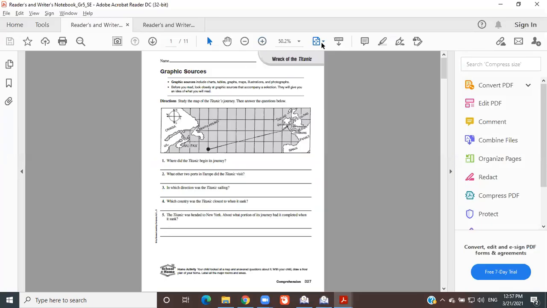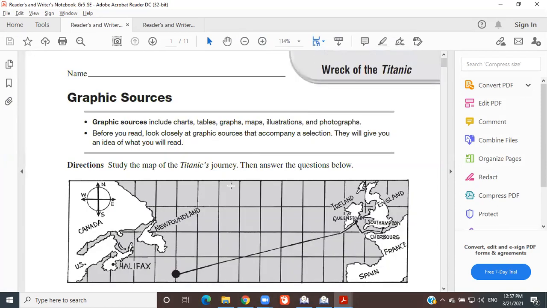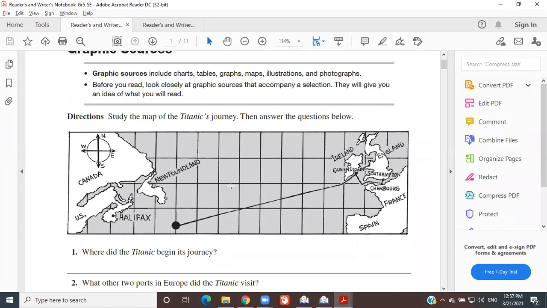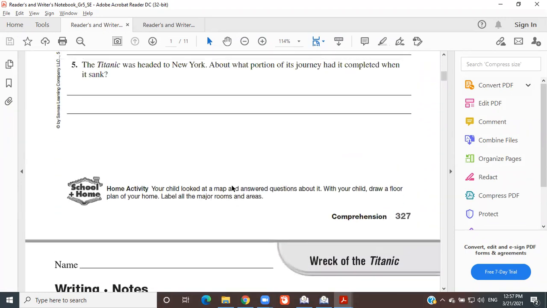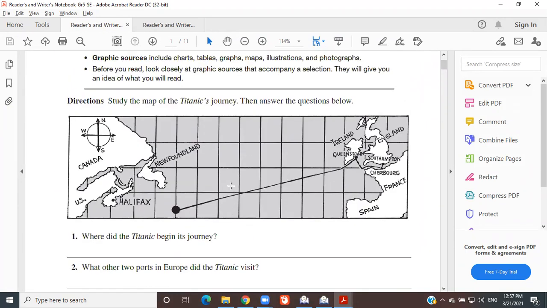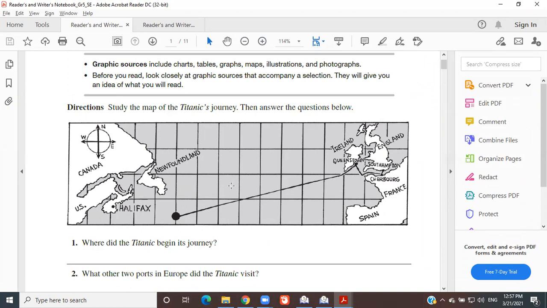Now I need you to open your readers and writers notebook, page 327. It's on the chat, 327. This is the same picture as the last one, but this is not in colors. So I need Bilal to read number 1, please.